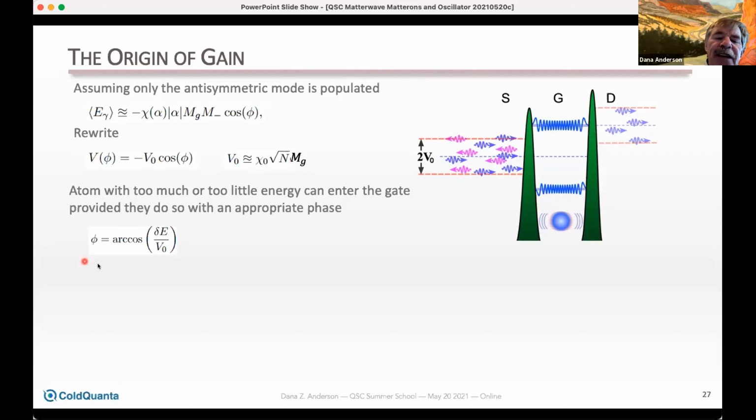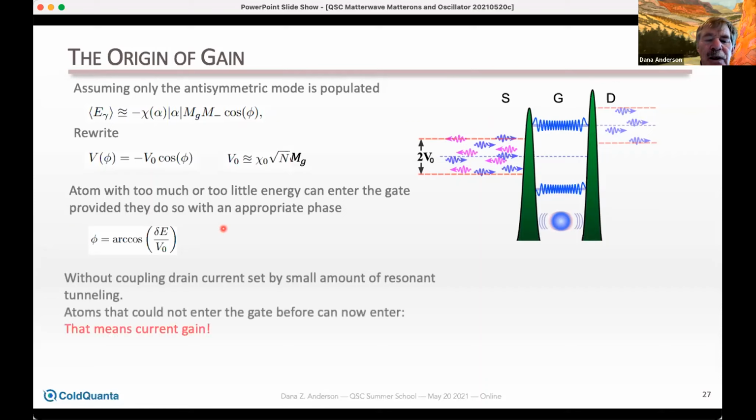But now I have a phase-dependent potential, and what does that mean? It means that there's current gain, because atoms that previously were not resonant, were not at one of these energies, can now, because of this phase-dependent potential, enter in the gate, provided, and this is lousy language, provided they enter with the right phase.